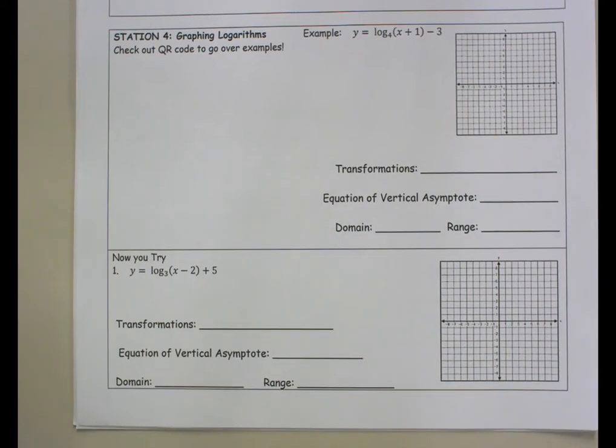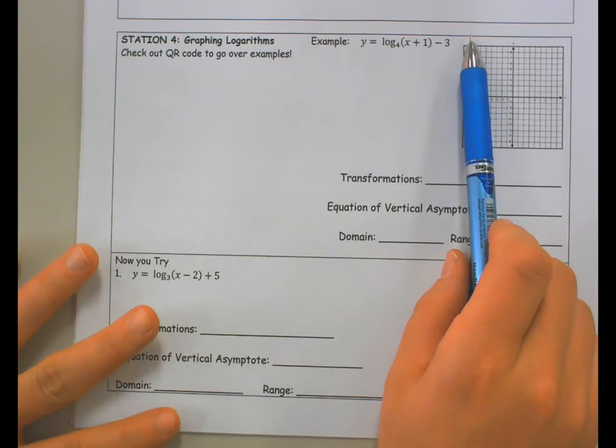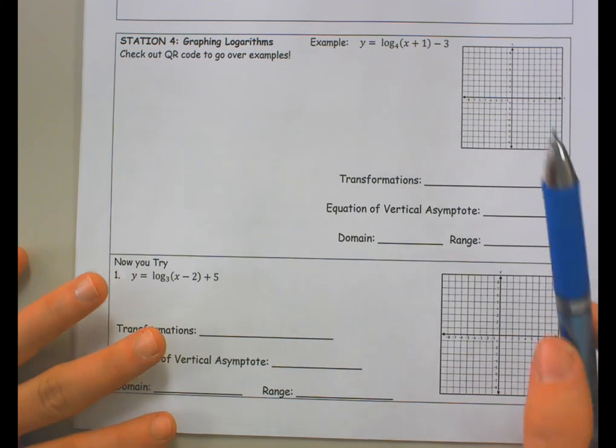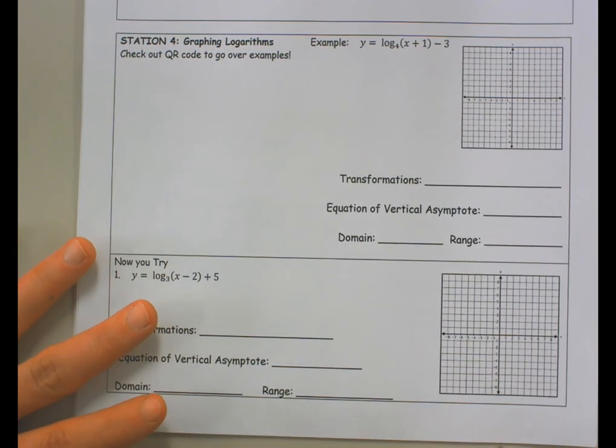So this video is reviewing station 4, which is graphing logs. So if we're trying to graph a log like this, remember we want to consider what the log would look like without its transformations. And then we'll shift our graph based off of what our transformations are.